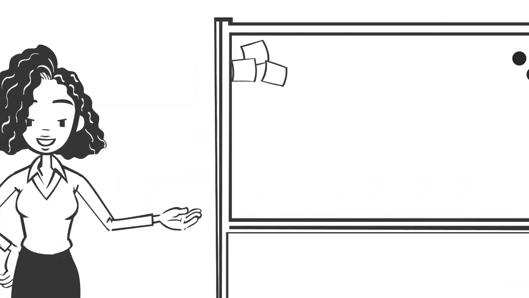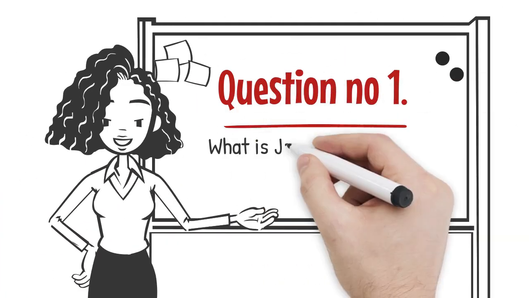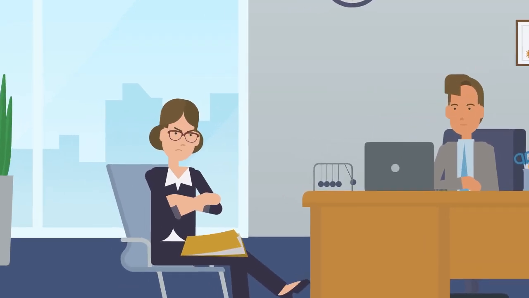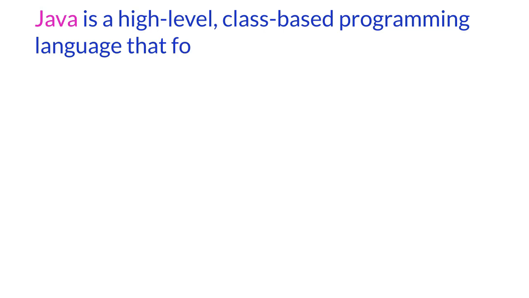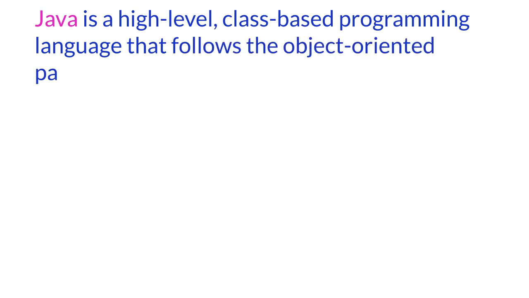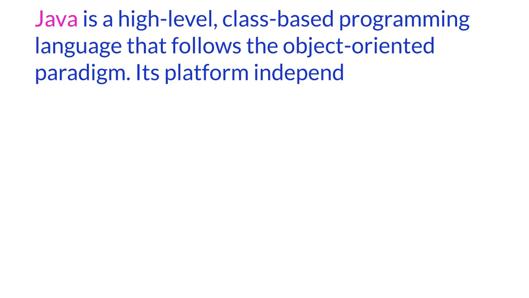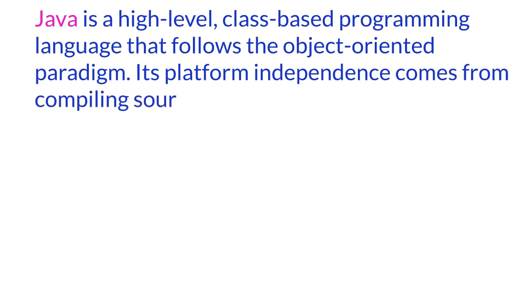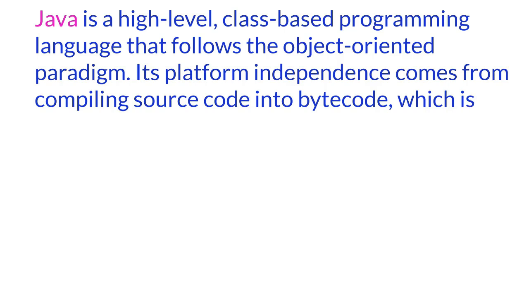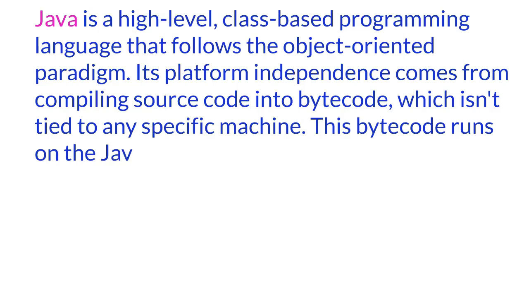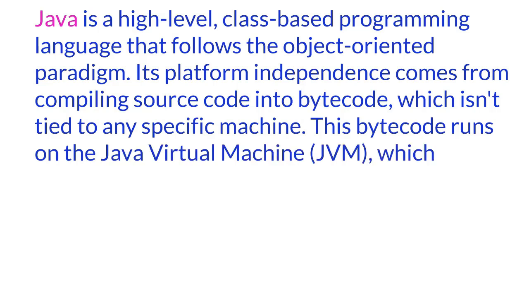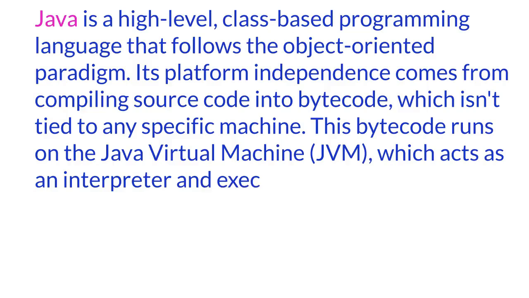What is Java, and why is it platform independent? Java is a high-level, class-based programming language that follows the object-oriented paradigm. Its platform independence comes from compiling source code into bytecode, which isn't tied to any specific machine. This bytecode runs on the Java Virtual Machine, JVM, which acts as an interpreter and executor.